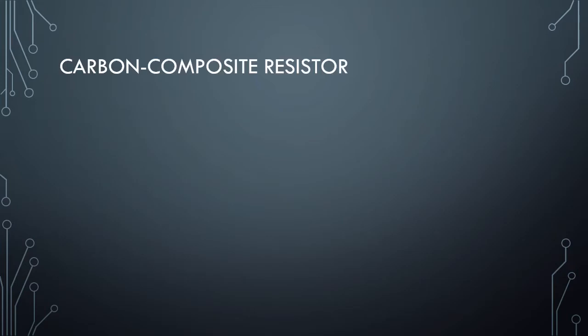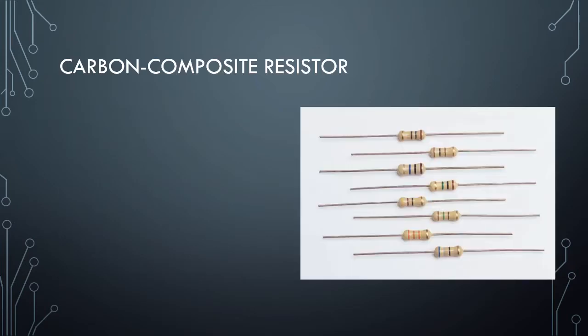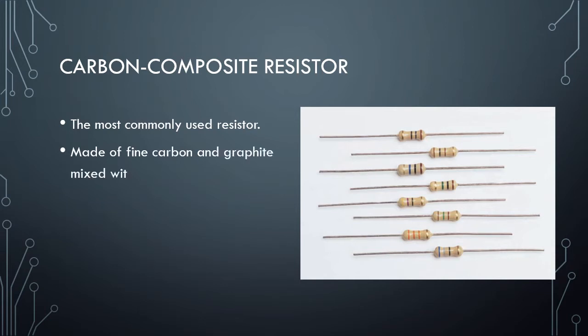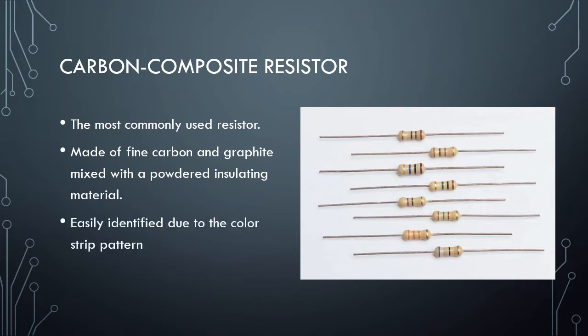Carbon composite resistor. So it's the most common resistor available in our market. It is made of fine carbon and graphite mixed with a powdered insulating material. It is easily identified due to its color strip pattern.